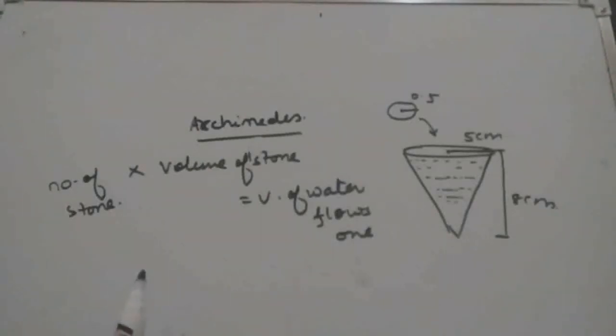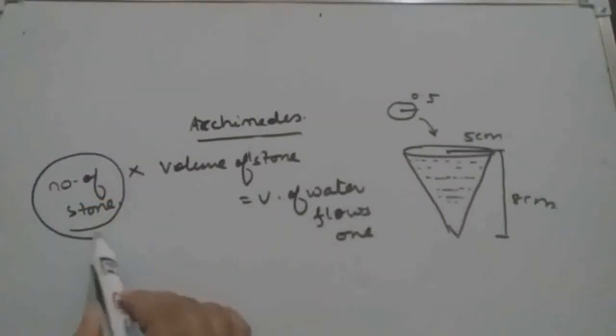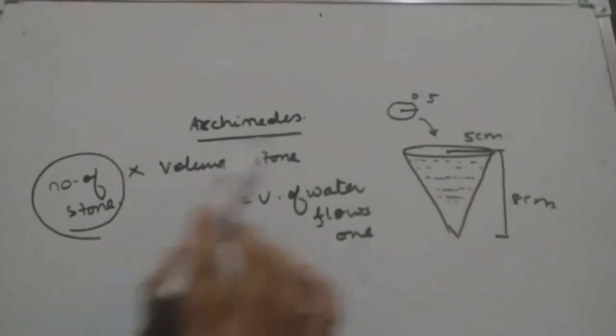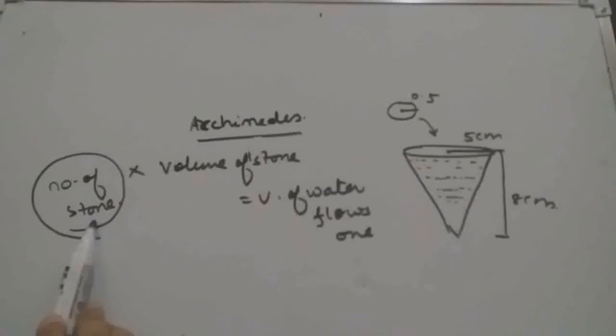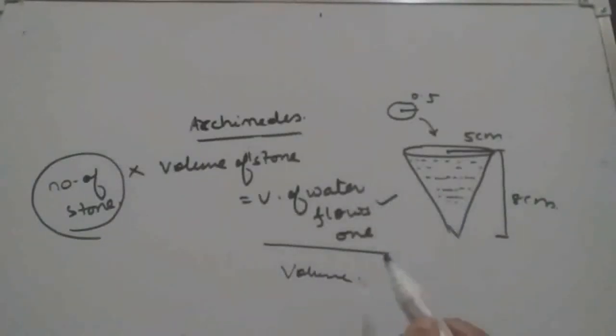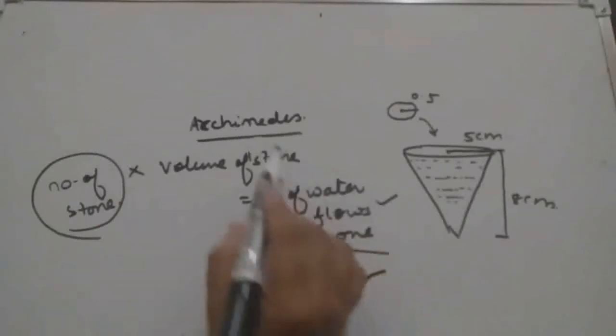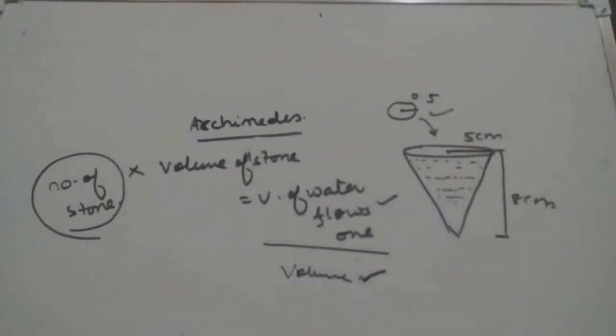So here in this question, what should we find? We should find the number of lead shots we are dropping. So which formula will we get? The volume of water that flows out divided by the volume of one shot. Got it? So this formula we have to use. That means we should first find the volume of water that flows out and the volume of the lead shot.